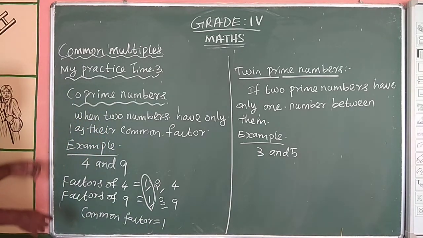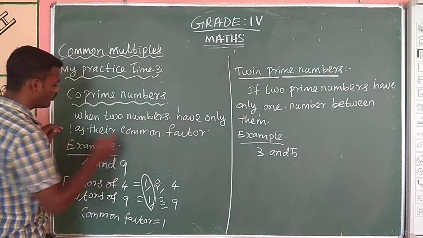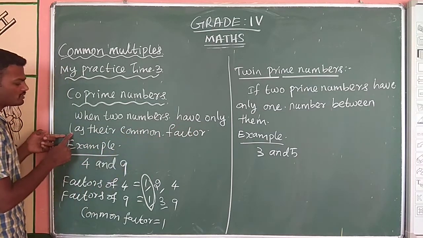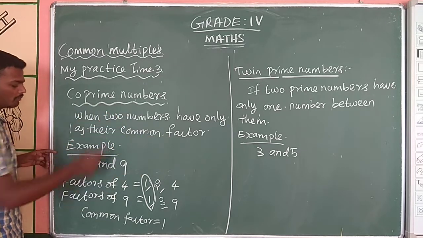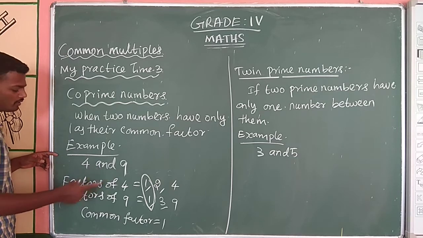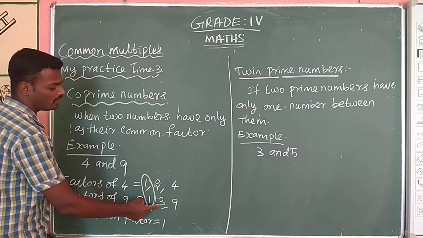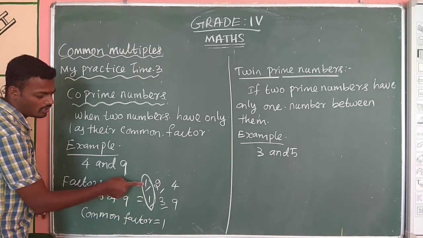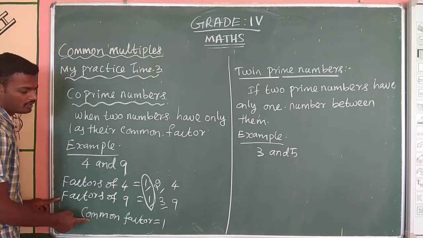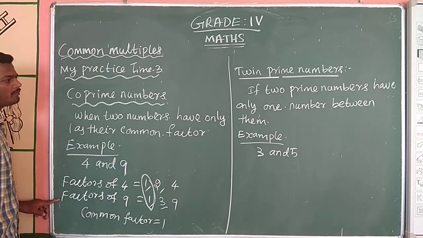So that pair is called co-prime numbers. When two numbers have only 1 as their common factor, they are called co-prime numbers. For example, the factors of 4 are 1, 2, 4, and the factors of 9 are 1, 3, 9. Comparing them, we have only 1 as a common factor. So 4 and 9 are called co-prime numbers.